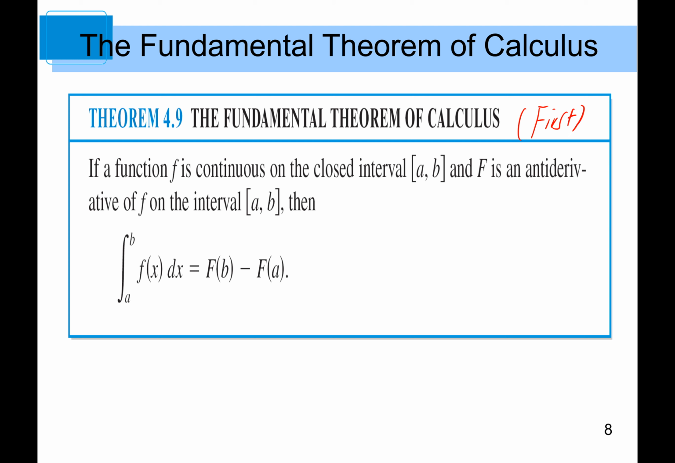If a function lowercase f of x is continuous on a closed interval, square bracket a comma b, and uppercase F is an antiderivative of f on the interval a comma b, then the integral of f of x with respect to x from x equals a to x equals b equals uppercase F of b minus uppercase F of a. So this basically works like this.